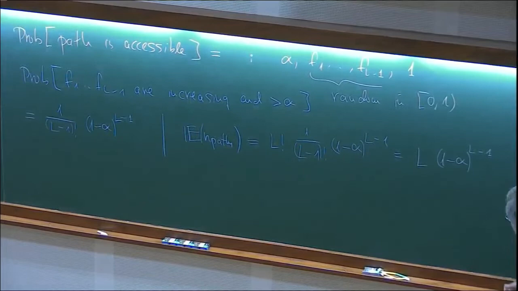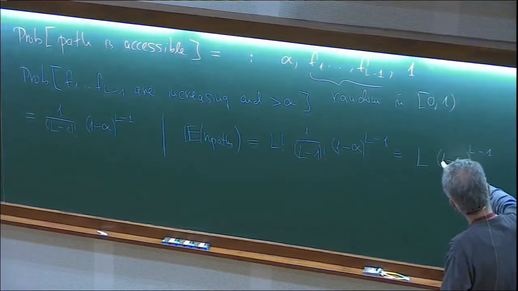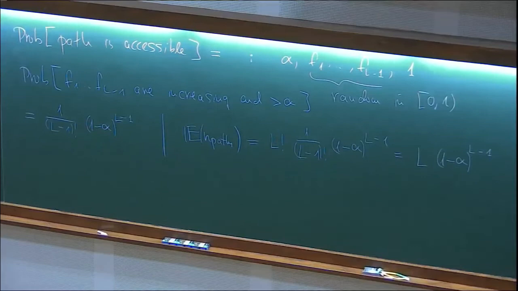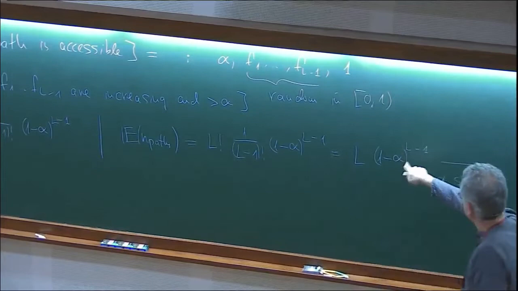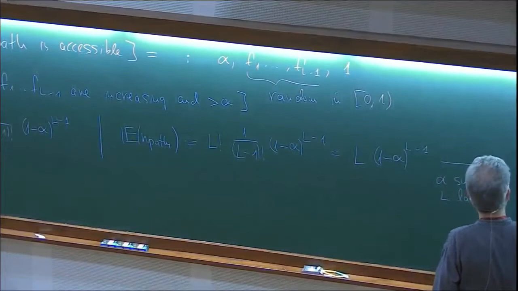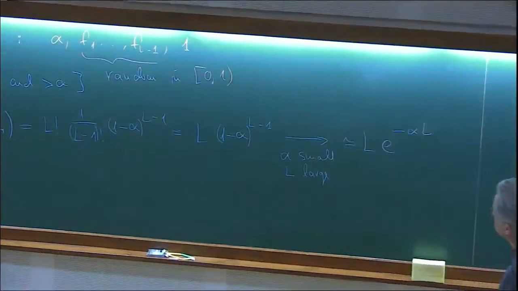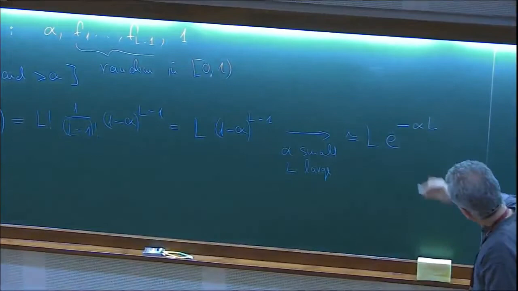Now let's think about what happens if we take L to infinity. When L is large, obviously for any finite alpha, when L goes to infinity, this will be very small. So if alpha is small and L is large, then I can approximate this by an exponential. Then I see that this is essentially something like L times e to the minus alpha L. And so for any fixed alpha, this will go to zero.